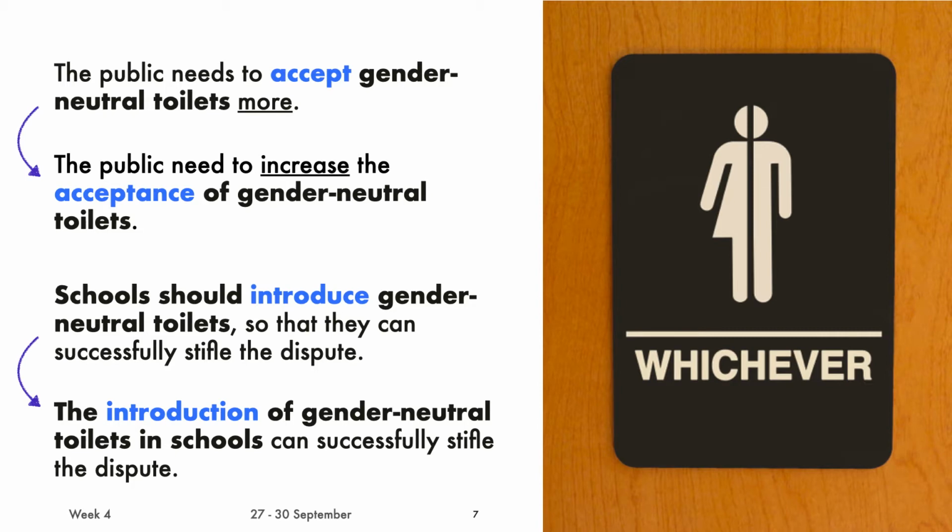I'm sure you would love to read a few examples from your own writing. Okay, for example, the public needs to accept gender-neutral toilets more. So I'm not saying this sentence is not good. It's perfectly grammatical. But another way to express the meaning of this sentence may be: the public needs to increase the acceptance of gender-neutral toilets.